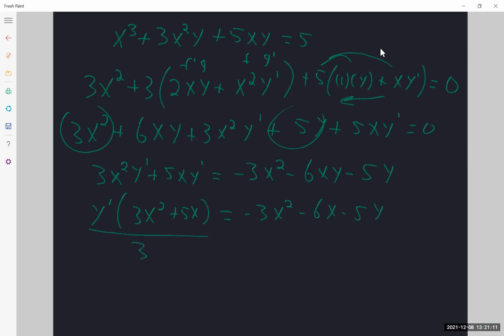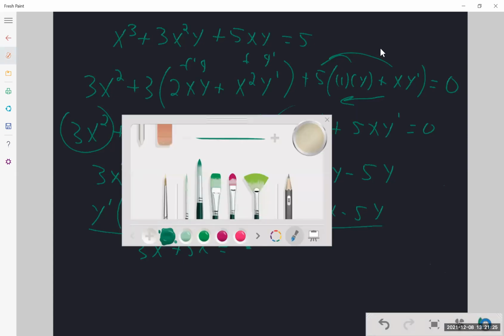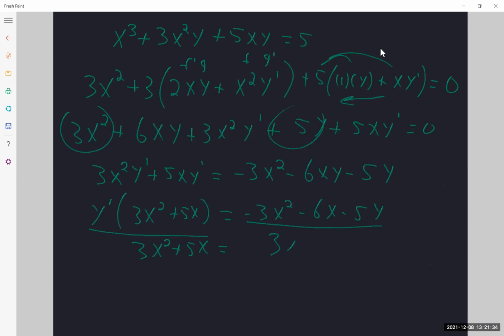And now divide out. Divide this side by 3x squared plus 5x, and I am done. Y prime equals negative 3x squared minus 6xy minus 5y all over 3x squared plus 5x.